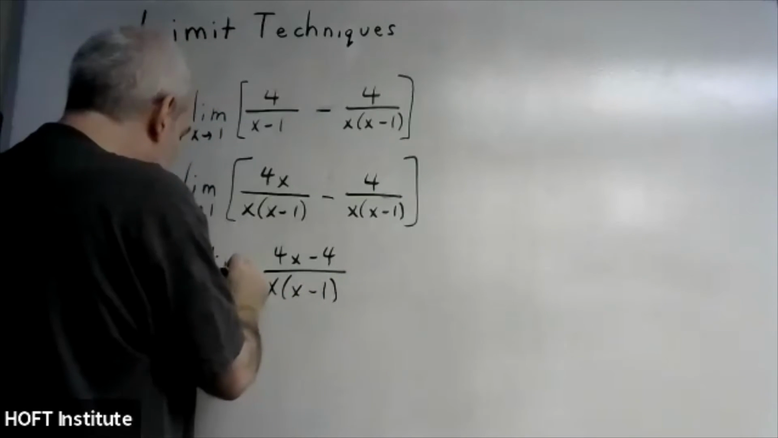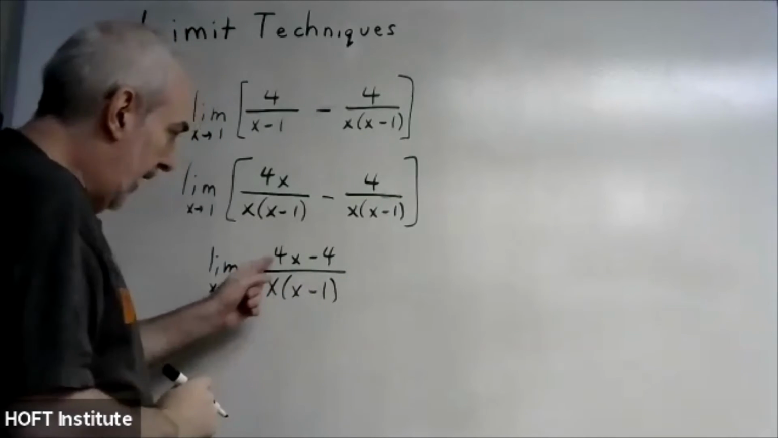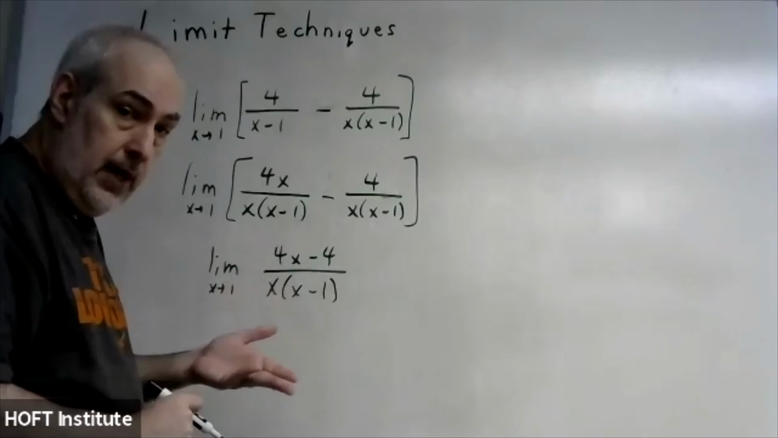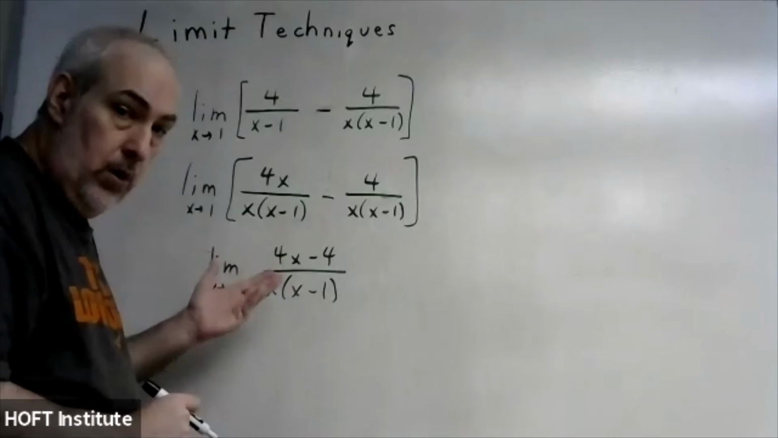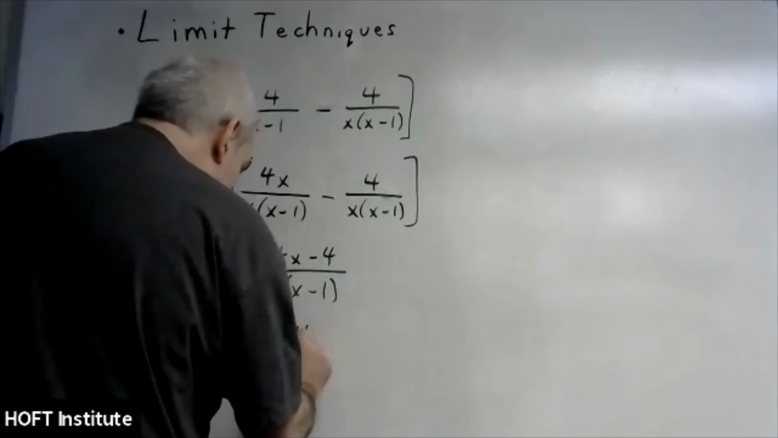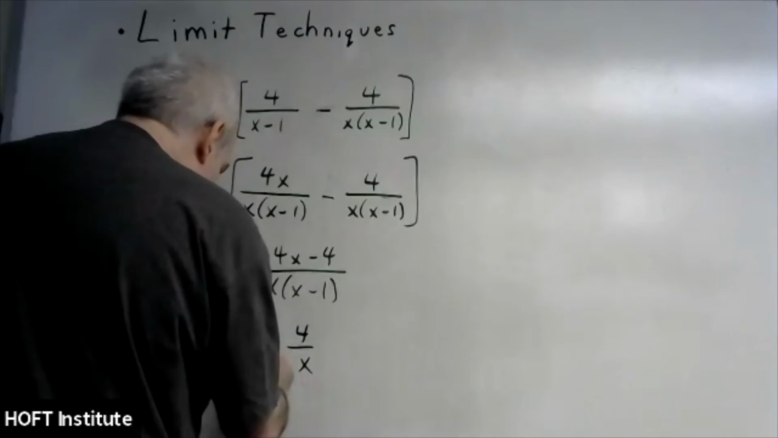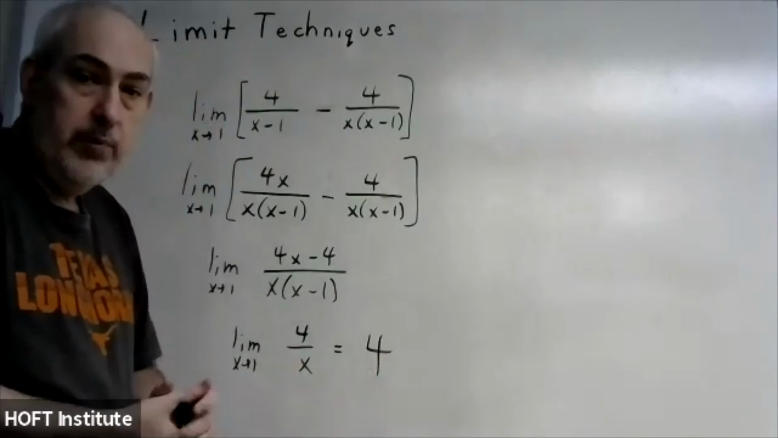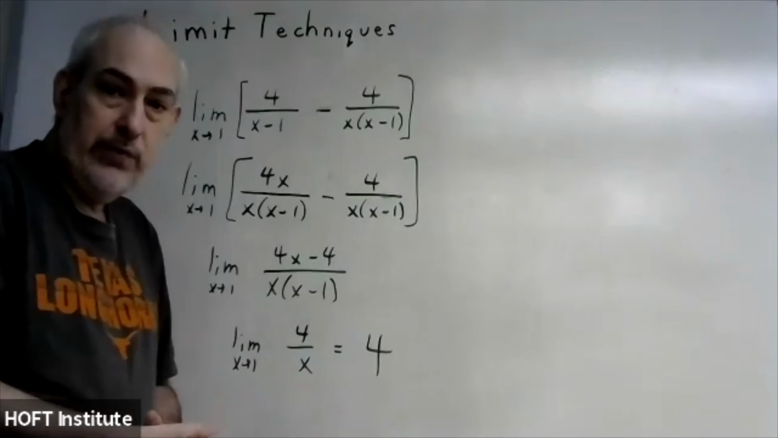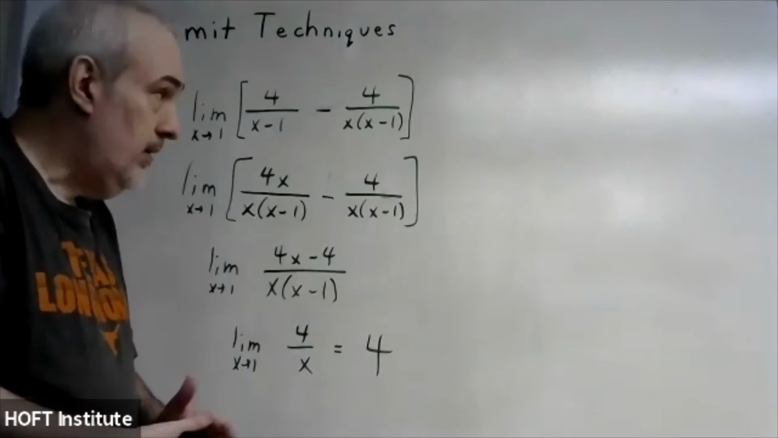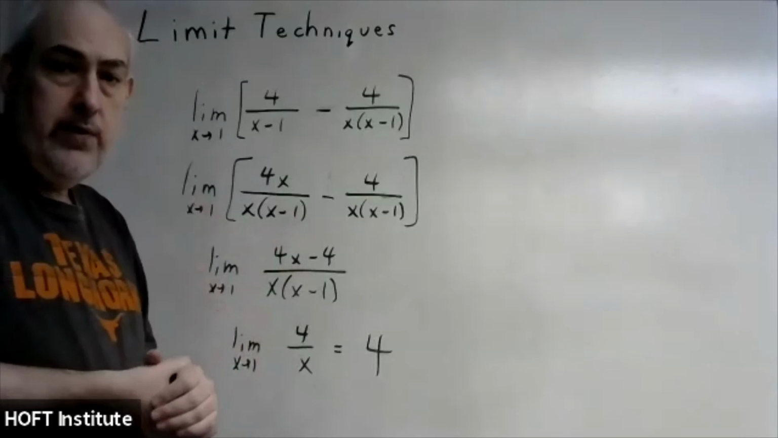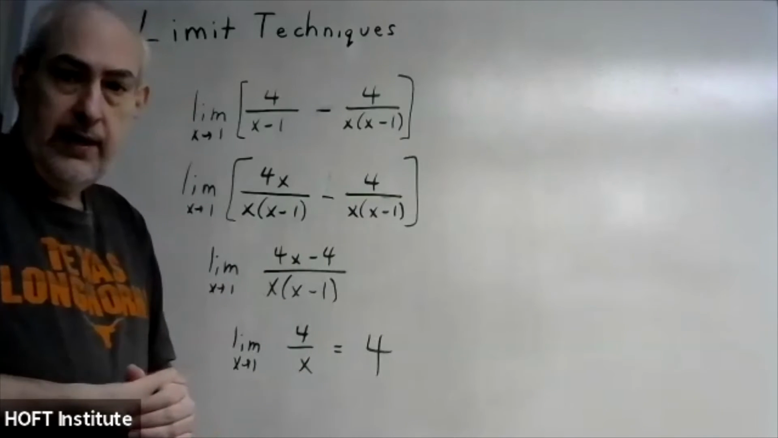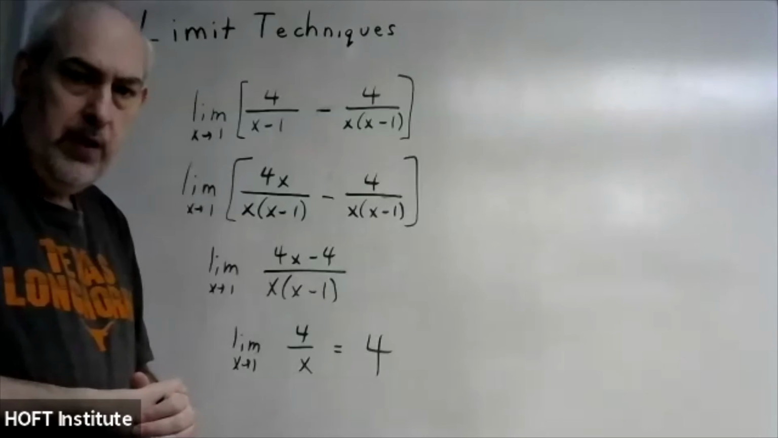Okay, then you may see that we can factor 4 out of the top, leaving x minus 1. The x minus 1s would then cancel on the top and bottom, therefore just leaving 4 over x. And then plug in 1, and your final answer is 4. So this, once again, was another indeterminate form, infinity minus infinity, and we wound up simplifying it and just getting the number 4.